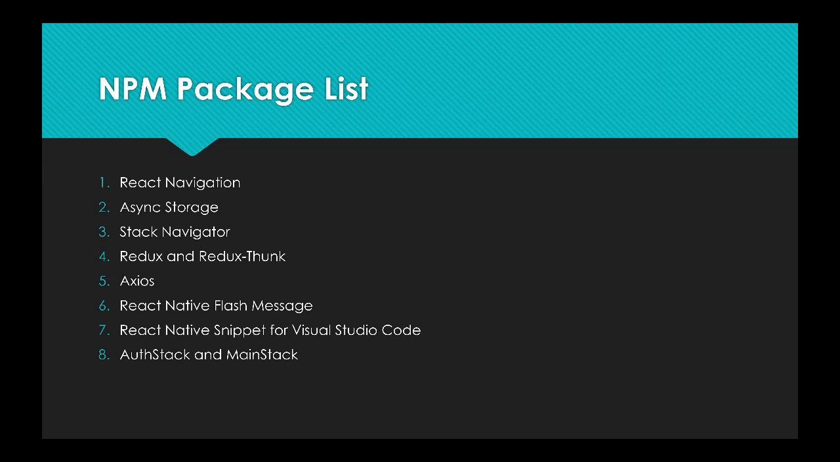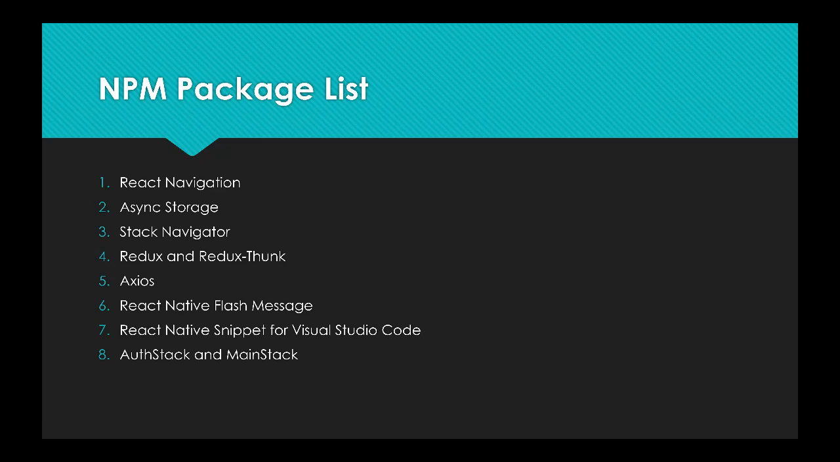And then React Native Flash message. Suppose you want to have an alert displayed if there is any error in the user's entry, then we use alert in JavaScript. This alert is a basic kind of stuff. So to have a mobile friendly alert, we are going to use React Native Flash message here.